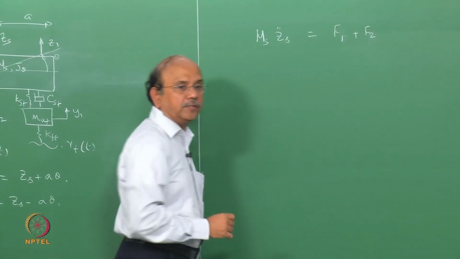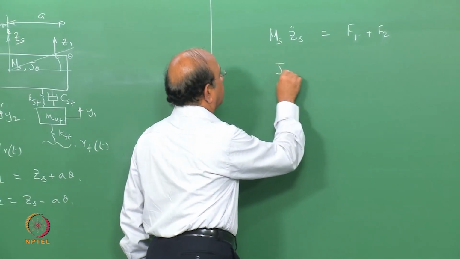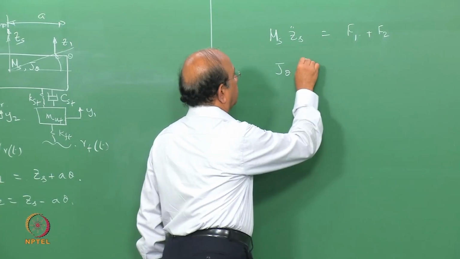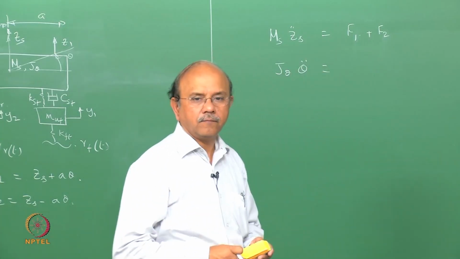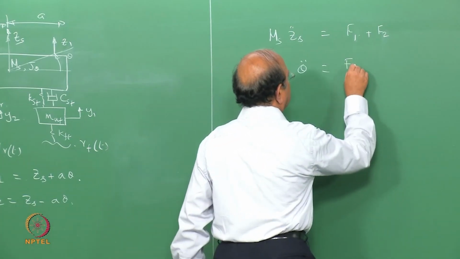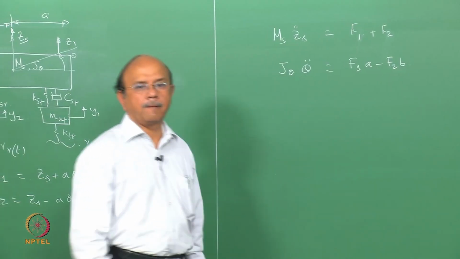So what's the second equation? The moment equation: J theta into theta double dot is equal to the moments, f1 into A minus f2 into B.